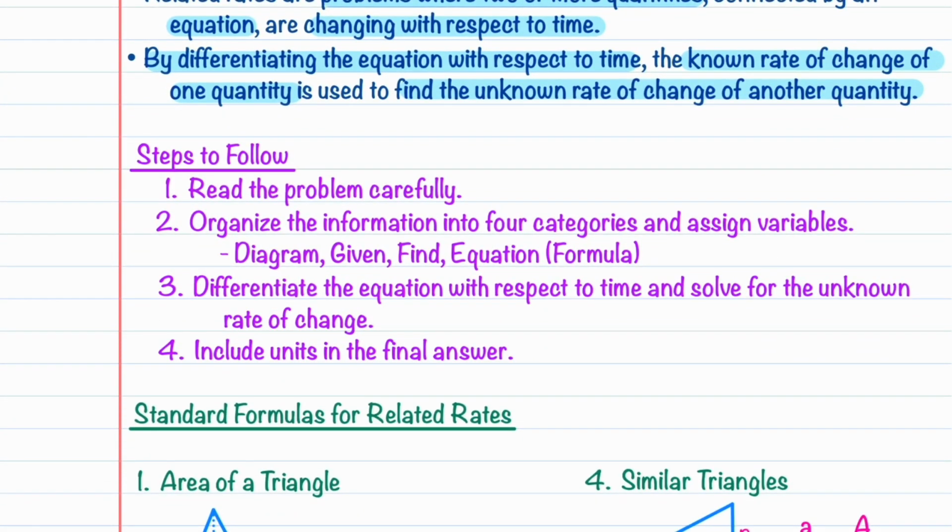After teaching related rates problems to students for many years, I've come up with 4 steps that you can follow to more easily solve these problems. The first step is to read the problem carefully. And then the second step is to organize the information into 4 categories. We'll go over these when we go over the examples, and then assign variables. The third step is to differentiate the equation with respect to time and solve for the unknown quantity. And then number 4 is just a reminder that you always need to include units in your final answer.